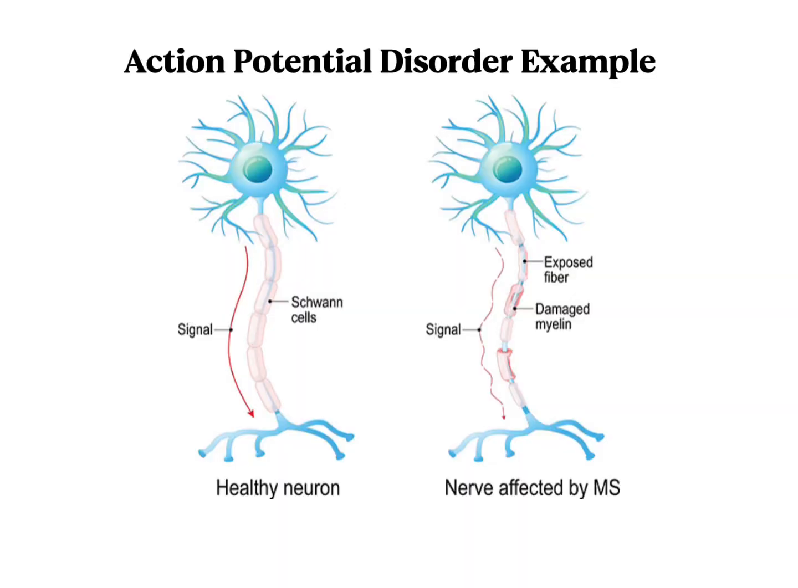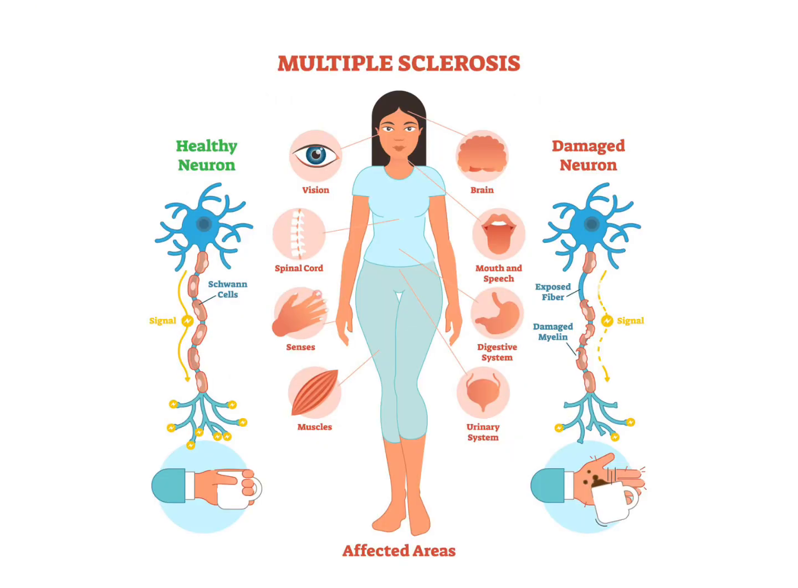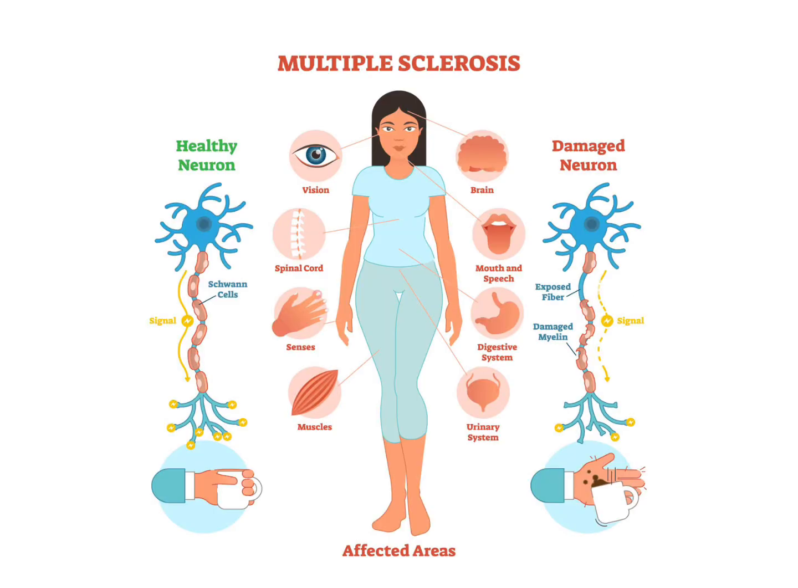But when they aren't networking the best, a disorder like multiple sclerosis can occur. Multiple sclerosis damages the myelin sheath, slowing or even stopping action potential conduction, and this can result in muscle weakness, numbness, and impaired coordination. This shows just how essential proper conduction is for movement and bodily function.